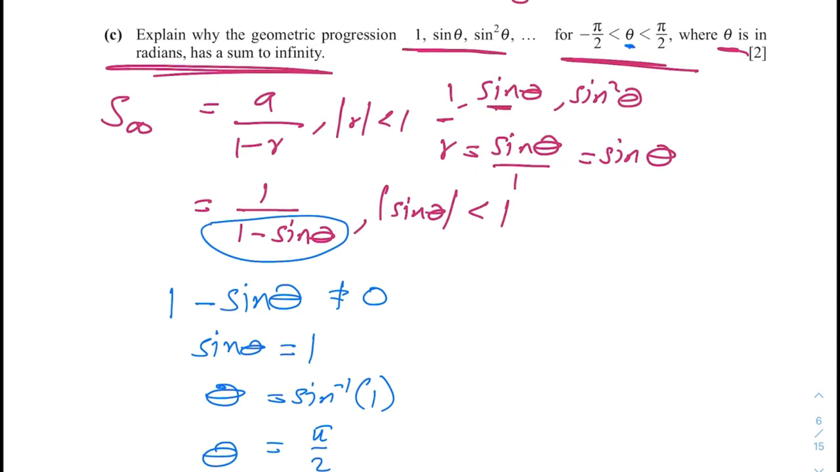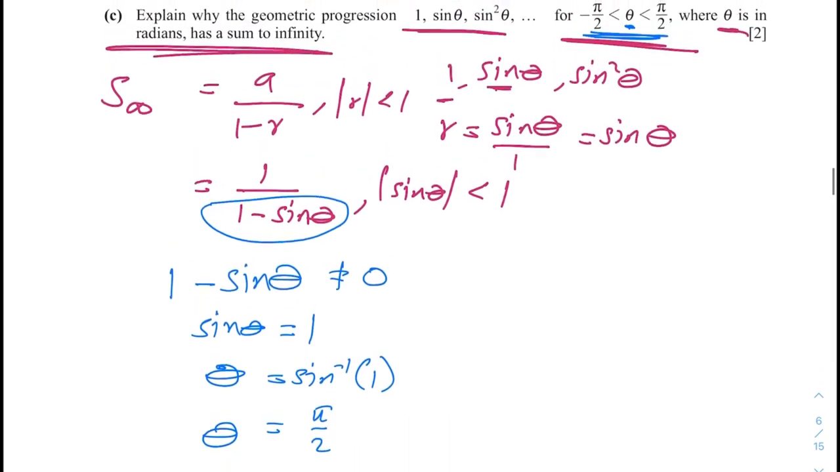But it is not equal to 0. So that means that theta is not going to be pi on 2, and that means that this thing is actually defined. So the sum to infinity indeed exists. If we had gotten a value making the denominator 0, that would have been an issue. But obviously, we are not going to get a 0. It satisfies this condition. So, yeah, it exists.